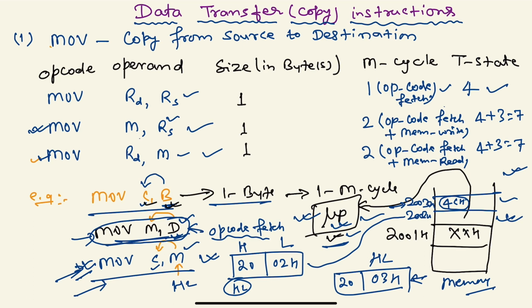So in this way, I hope you have learned about this move instruction and its parameters, how to find out the size, machine cycle and T state. Next, in the further video, we'll see the instruction MVI.